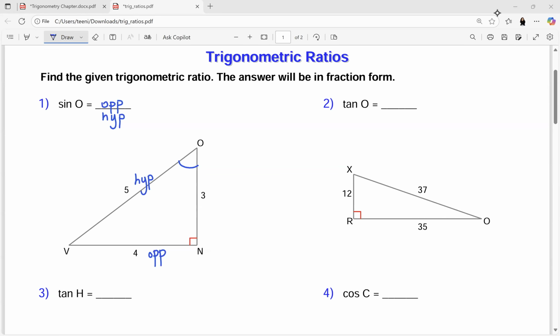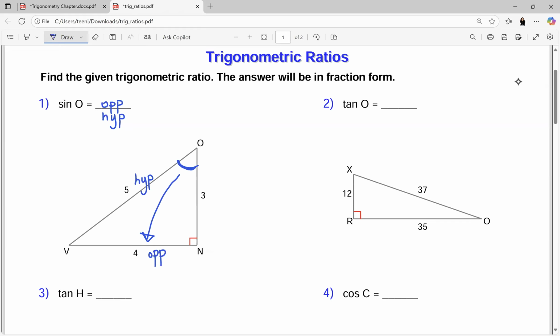Soraya, how come it's decided with 4 and not 3? Do you know why? It's because the angle of reference here is angle O. The opposite is the side that is literally opposite to that angle. So the angle O, the side opposite to that angle, is this side here. So that side VN is your opposite side.